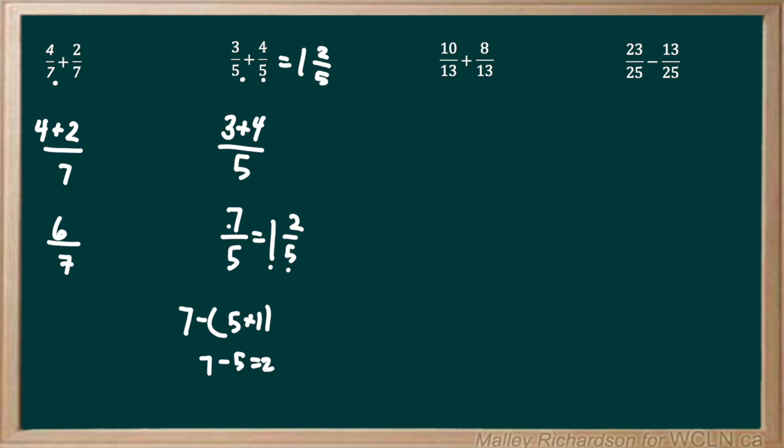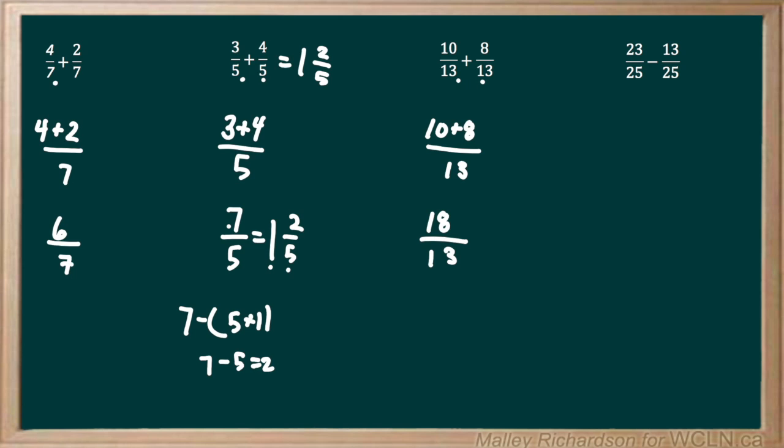Moving on to the next example, we have 10 over 13 plus 8 over 13. Again, we can see they have the same denominator, so we just have to add the numerators. We have 10 plus 8 all over 13. 10 plus 8 is 18, and then we have the denominator of 13. And again, we can see this is an improper fraction, so now we have to change it to a mixed number.